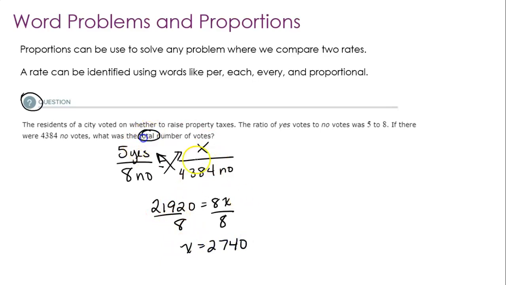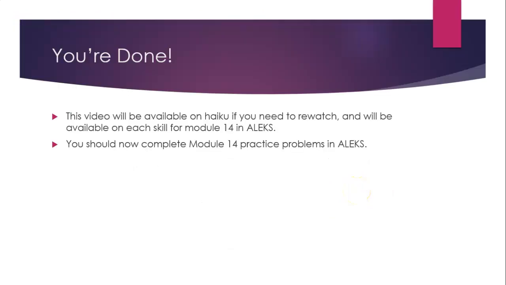But remember, this is the total. This is the yeses. There were 4,384 noes, plus 2,740 yeses. So we need to add those together to get the total. So if you see that word total, or altogether, that's telling you that you have one more step to do there. And that's it. You're done with this module.